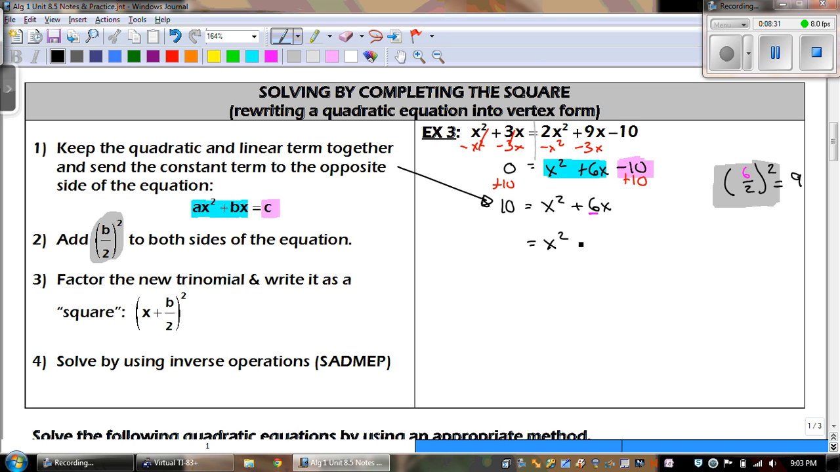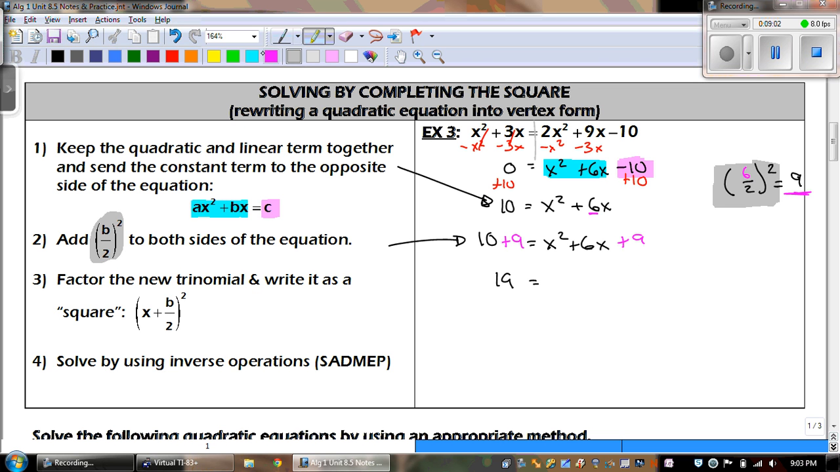So we have x squared plus 6x. We have the 10. And this number right here, I'm going to add 9 to the right and add 9 to the left. So there we go. There's step 2. Okay, so on the left side, 10 plus 9 is 19.